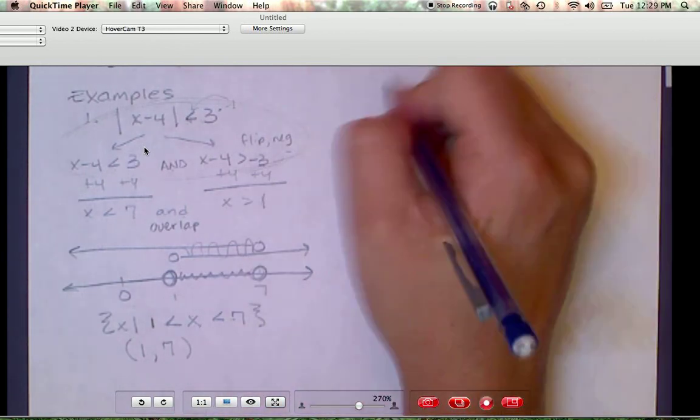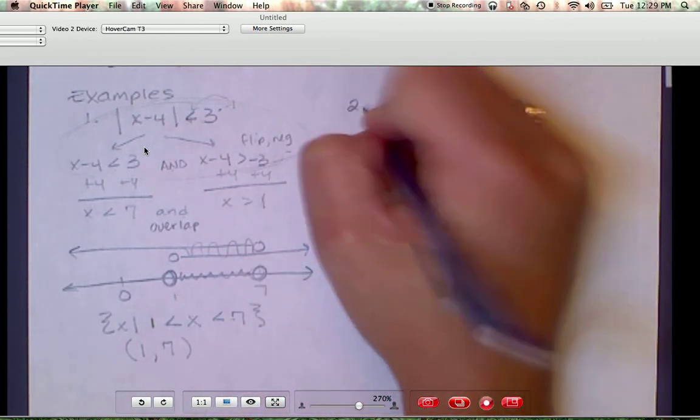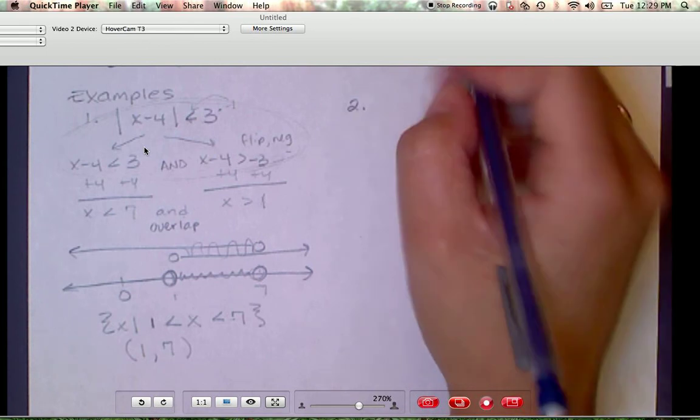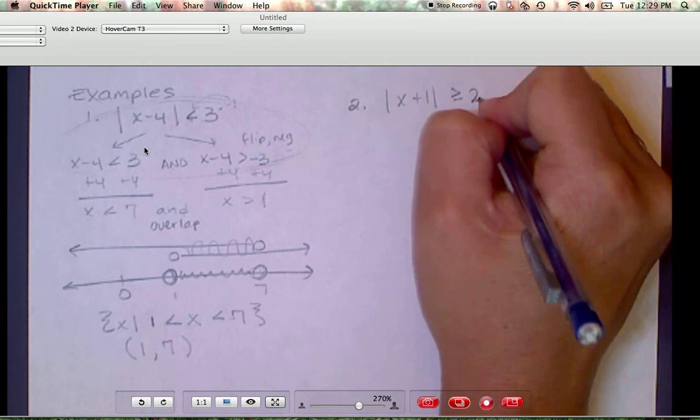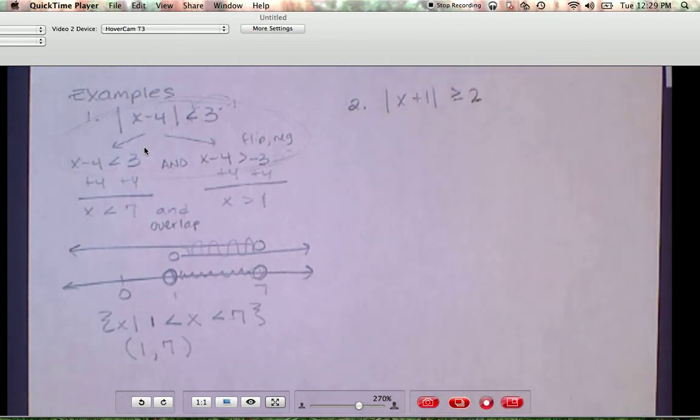So let's practice again some more. Example 2. The absolute value of x plus 1 is greater than or equal to 2. Why don't you try this one on your own and see how you did here.